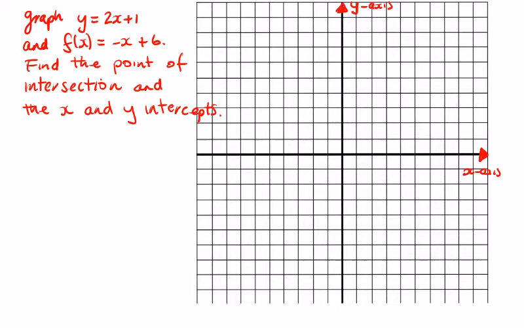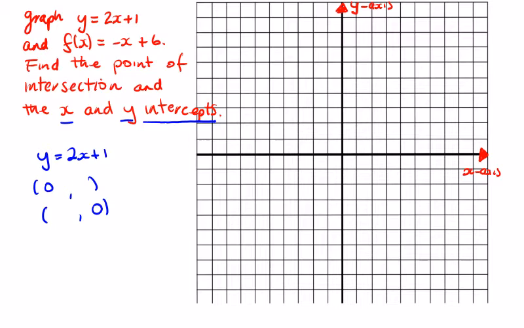But if we read the rest of the question, it also says find the point of intersection and the x and y intercepts. Well, if I find the x and y intercepts, that will give me 2 points with which to draw the line. So they're telling you a different way of graphing this. So for y is equal to 2x plus 1, I have to let x equal 0 and get a value for y, and I have to let y equal 0 and get a value for x.